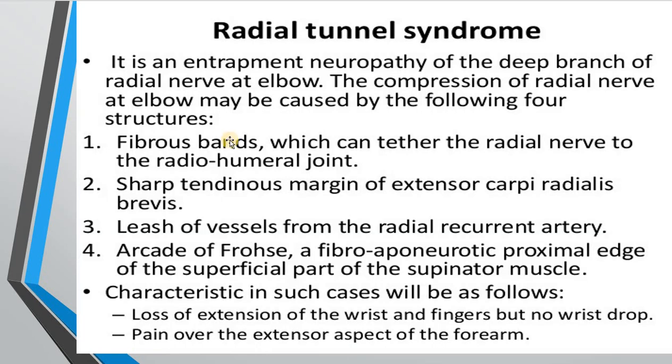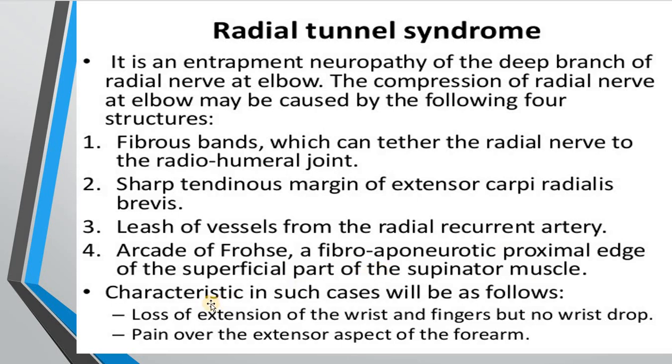Radial tunnel syndrome is an entrapment neuropathy of the deep branch of the radial nerve at the level of the elbow joint. This entrapment syndrome occurs at the level of the radial tunnel. The compression of the radial nerve at the elbow may be caused by the following factors: a thick fibrous band which can attach the radial nerve to the radiohumeral joint, sharp tendinous margins of the extensor carpi radialis brevis muscle, a leash of vessels from the radial recurrent artery, the arcade of Frohse, and the fibroaponeurotic proximal edge of the superficial part of the supinator muscle.